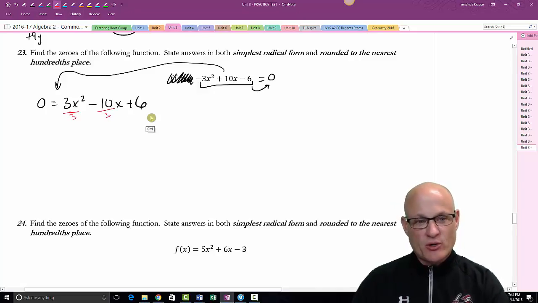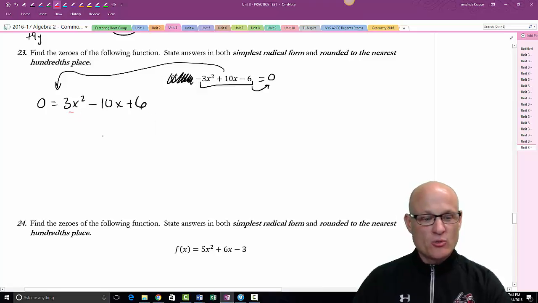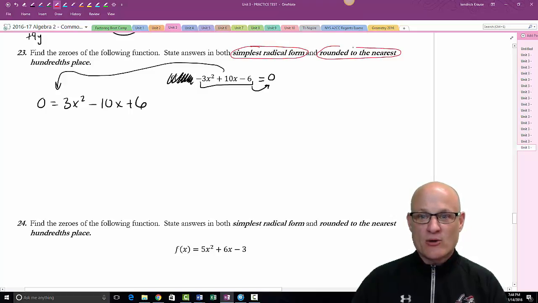So just completing the square is just not going to work. So we're going to use our quadratic formula. Now, notice I want the answer in simplest radical form, and I want it rounded to the nearest hundredths place. And I'll show you what I mean by that at the end, okay?